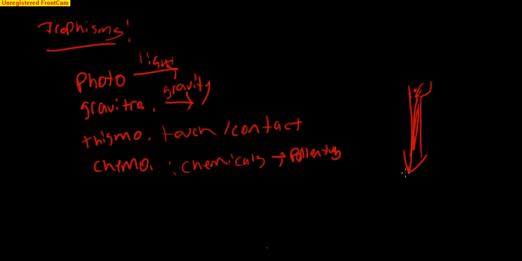A fruit is a mature ovary with seeds inside. That's all it is. Vegetable, something that's not that.